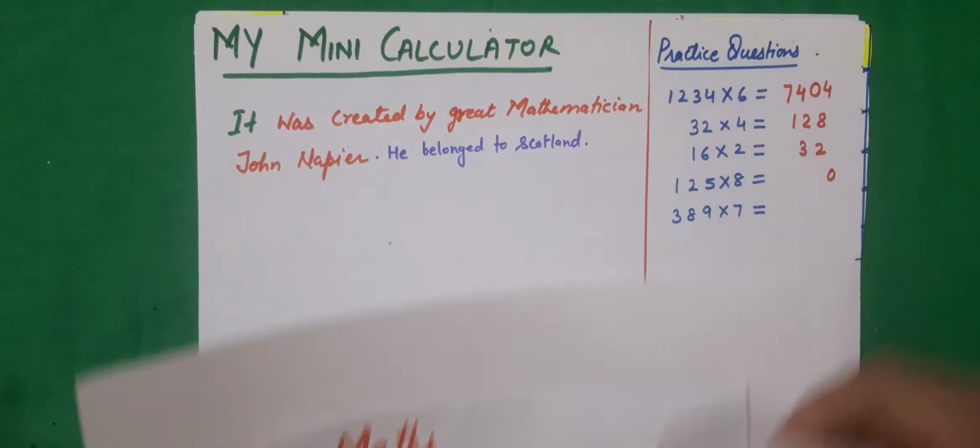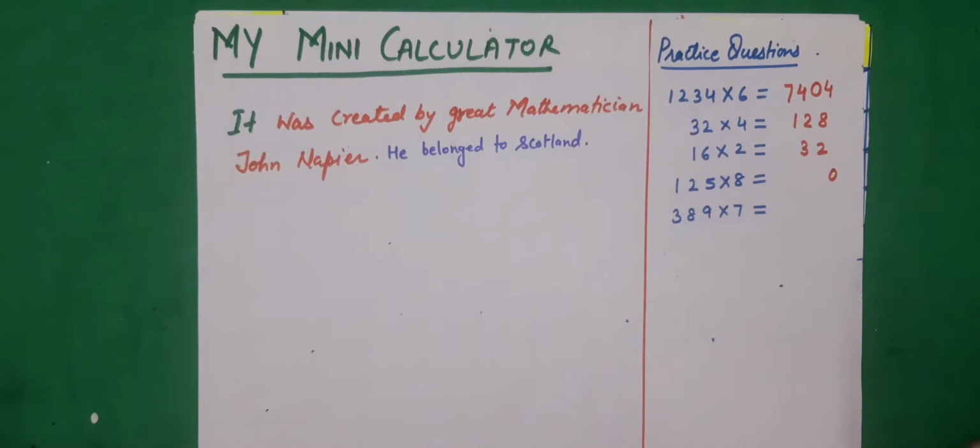See, it is always wise to be connected to our history. Today, whatever mathematics and science we are enjoying, the inventions that we are having comfort with, they all are the result of lots and lots of work done by our great mathematicians. Once there was a mathematician known as John Napier in Scotland. He created this mini calculator to make calculations easy for people.